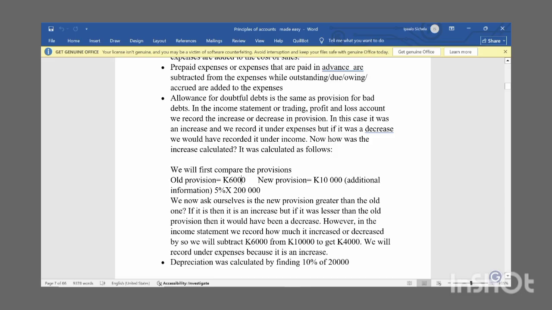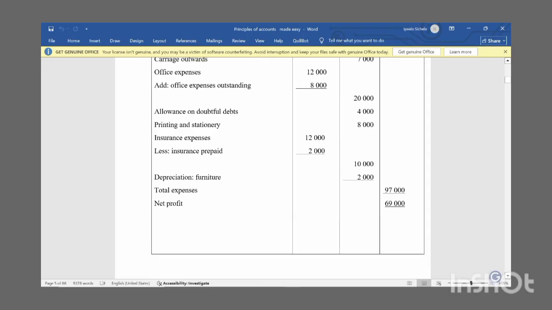So we record it. This 4,000 is an increase, and we'll record it under expenses in the trading profit and loss account or income statement. So let me show you what I did. Allowance for doubtful debt, 4,000, just like that. That one there.